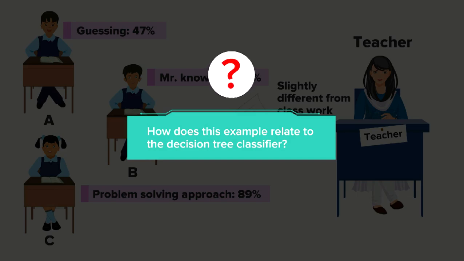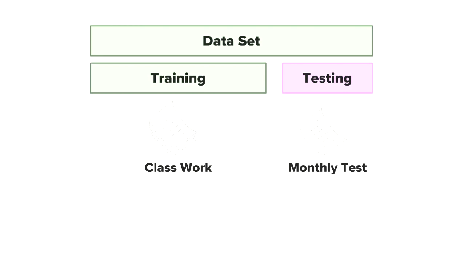Now you must be wondering how this example relates to the problem which we encountered during the test and train scores of the decision tree classifier. So let's work on connecting this example with the decision tree classifier that we built a while ago. Firstly, the classwork and class test resemble the training data and the prediction over the training data itself respectively. On the other hand, the monthly test represents the test set from our data which we keep aside before we train our model.